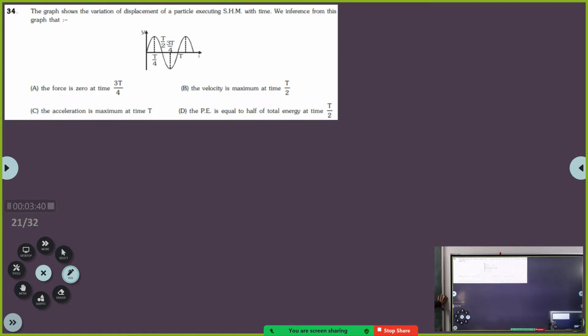So this is displacement versus time. The force is 0, no. So this option, no. And this option is right. Acceleration is maximum at time t, no. Okay. P is equal to half the total energy at t by 2 is also wrong. So B is the right option. Okay? For whatever reasons.